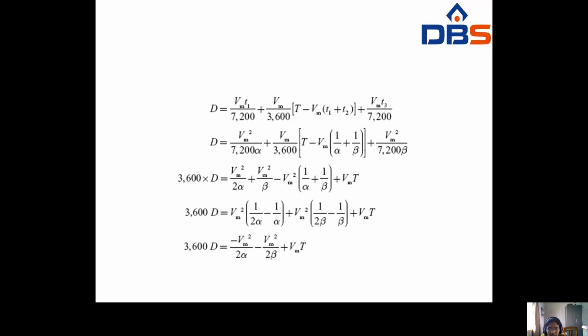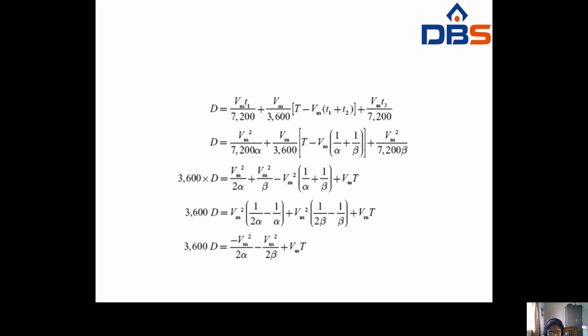Here you have to write, multiplying with Vm into t, so this becomes Vm into t. Here Vm into Vm becomes minus Vm square into 1 by alpha plus 1 by beta. At that time you have to multiply with this Vm square and split: minus Vm square 1 by alpha minus Vm square 1 by beta. So at that time you have to take Vm square common, writing the alpha term separate and the beta term separate.